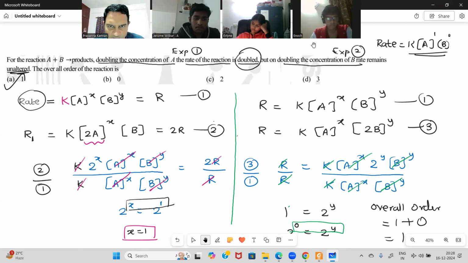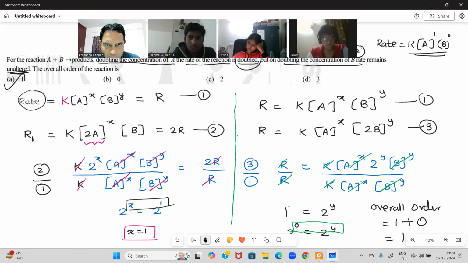So let me give you one question. Tell me what would be the answer. I'll ask you individually. Ranika, you can answer first. Let's say there are 2 reactants, A and B. I am doubling the concentration of A. It is becoming 4 times. What do you expect the order of the reaction to be with respect to that reactant? So what is becoming 4 times? The reaction rate.